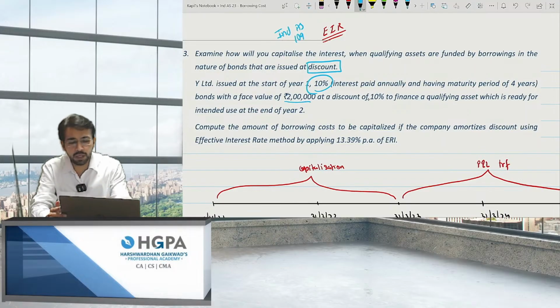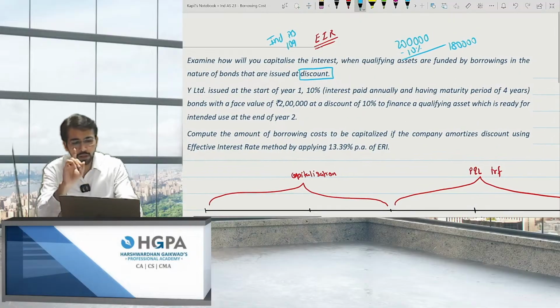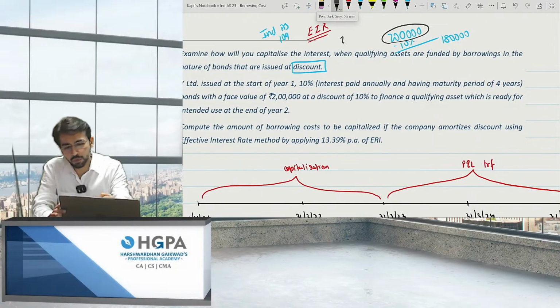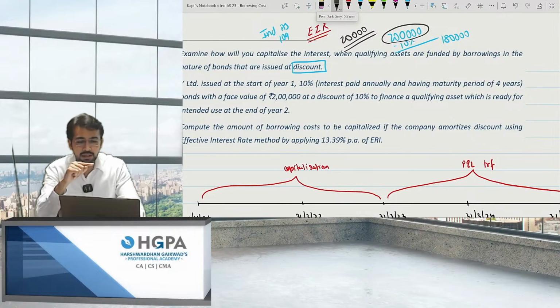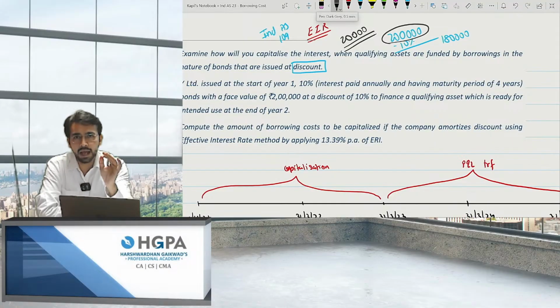With a face value of 2 lakh at a discount of 10%. That means 2 lakh was the face value, but in hand you got only 1,80,000 because you issued at a 10% discount. But the rule is you will not pay interest on 180. You have to pay interest on the face value itself. That is, you have to pay interest of 20,000 every year. So, is 20,000 to be capitalized? The answer is no. I already told you, it is not the coupon rate which is capitalized. It is the EIR which needs to be capitalized.